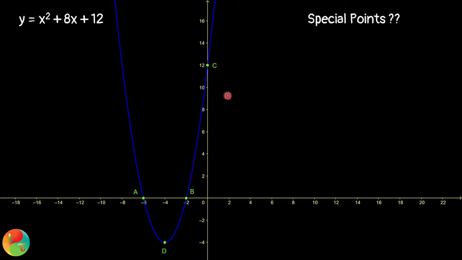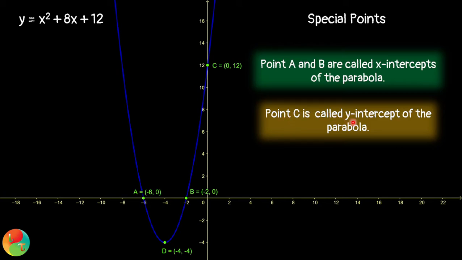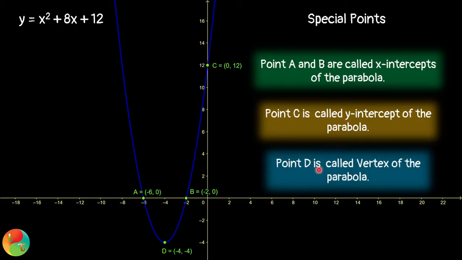So here I have located 4 points A, B, C and D. And here are the coordinates of these points. Points A and B are called the x-intercepts of the parabola. Point C is called the y-intercept of the parabola. Point C is over here. And point D is called the vertex of the parabola. Point D is over here.